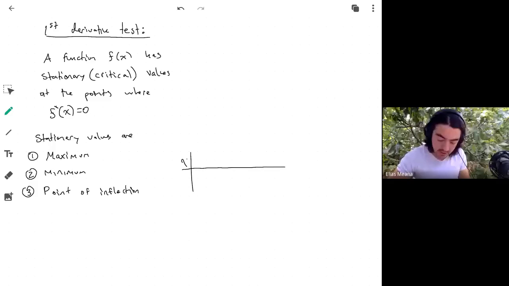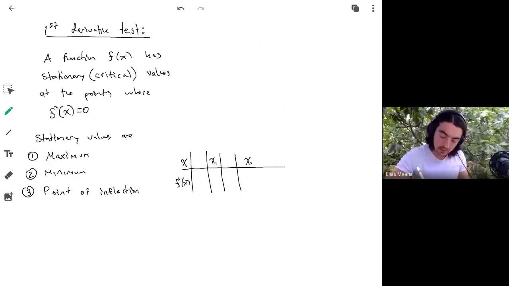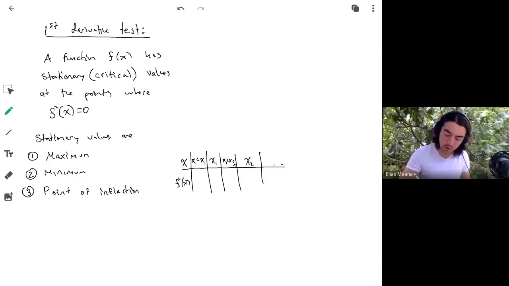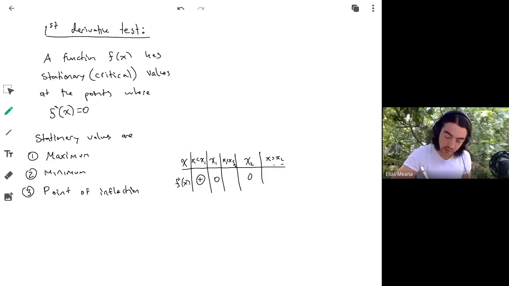Here we've got our x values. Here we've got our f prime of x values, and we're going to plot our different critical values, like x1, x2, and so on, right? And here is when x is less than x1. Here's where it's between x1 and x2. I always make these tables too small. And this is where x is greater than x2, and so on. And we put the signs of the derivatives here. So we could have a positive, 0 for all the critical values, and then negative here, and another negative here.